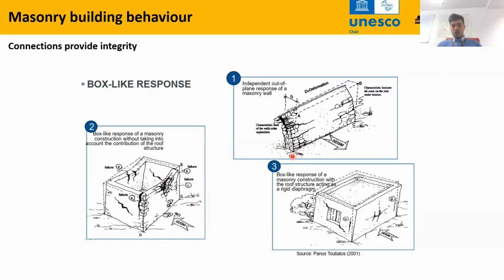So if we have a proper box with proper connections of all walls, plus if we add a diaphragm at the top that binds all the walls together and also provides equal displacement to all the walls, then such failure modes of out-of-plane walls can be restricted. So the seismic response is much better when we have the box with proper connections plus rigid diaphragm action at the horizontal level.